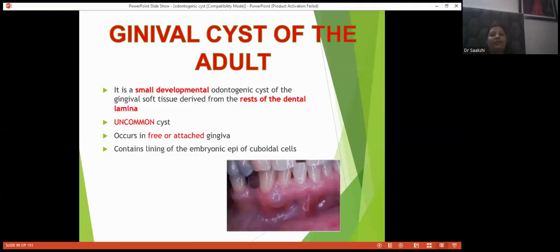The next is the gingival cyst of the adults. Again, it's a small developmental odontogenic cyst of the gingival soft tissue which is derived from the cell rests of the dental lamina. It is again an uncommon cyst. It occurs either in the free or attached gingiva, as you can see.